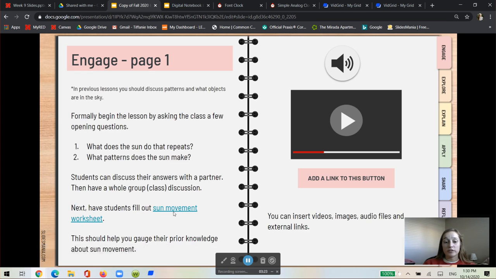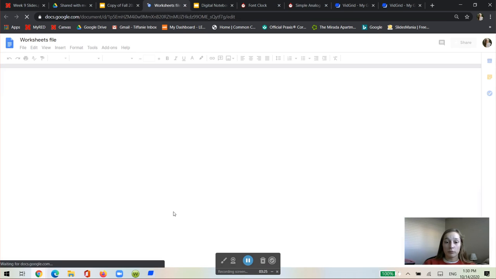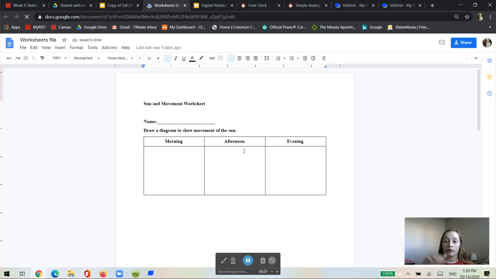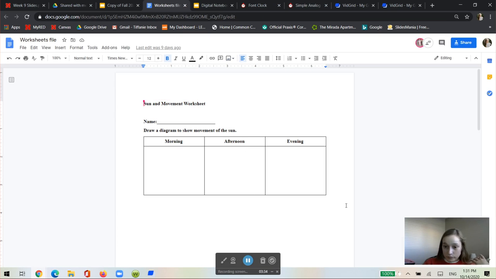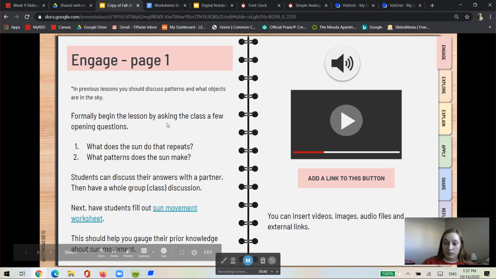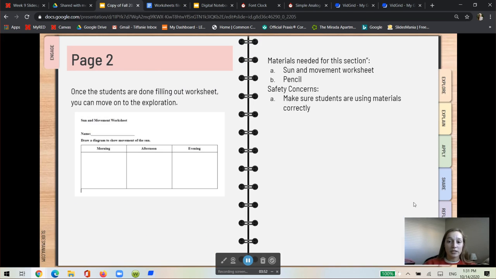Next, you're going to have students fill out this sun and movement worksheet. You're going to have this printed out as a physical copy with a pencil. The students will draw the sun in the morning, in the afternoon, in the evening, or what they have observed in the past. This worksheet is going to help you gauge what they already know about the sun's movement and the sun's patterns. That's the purpose of that worksheet.